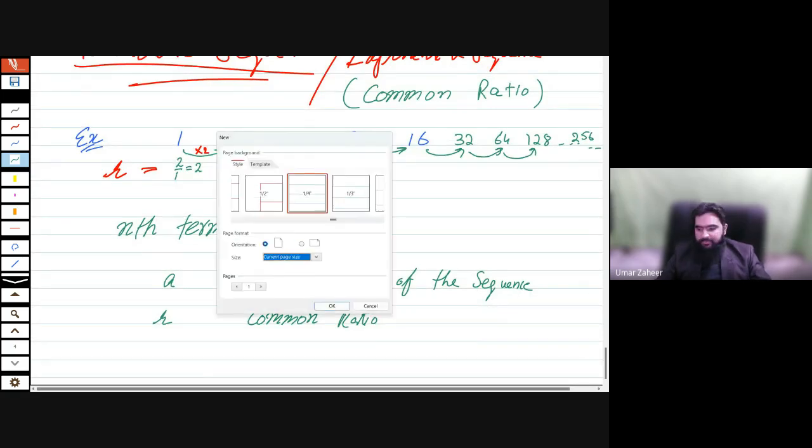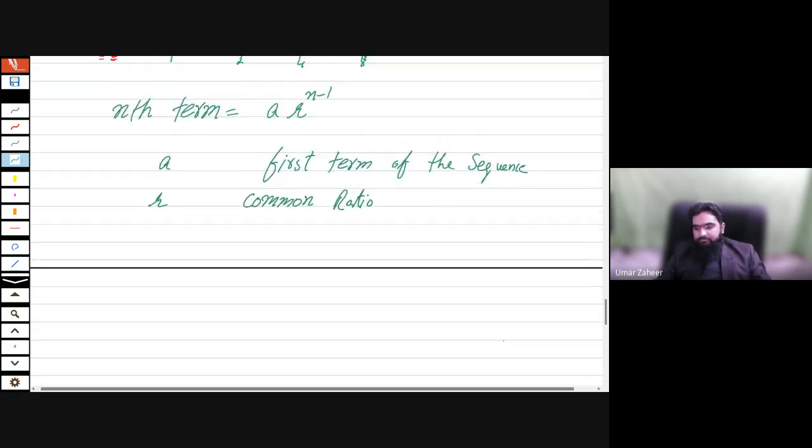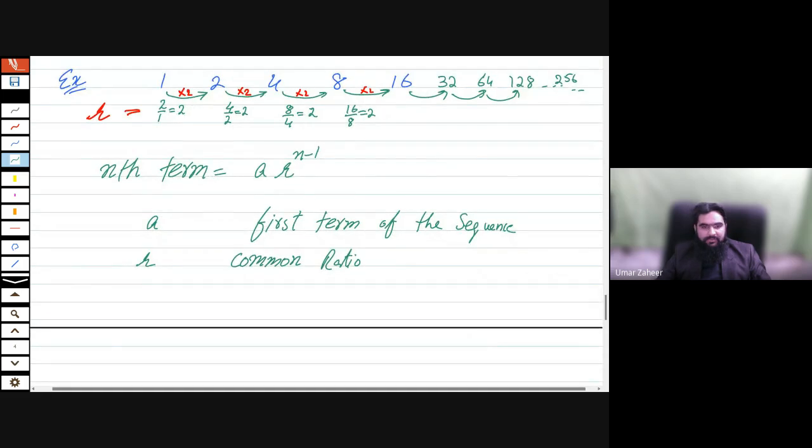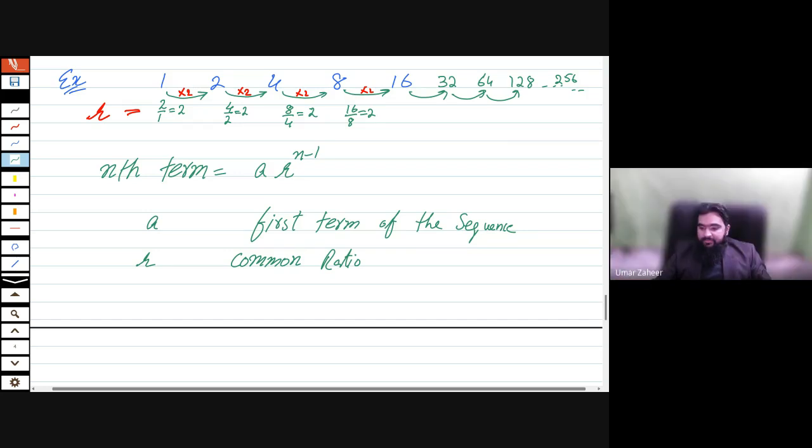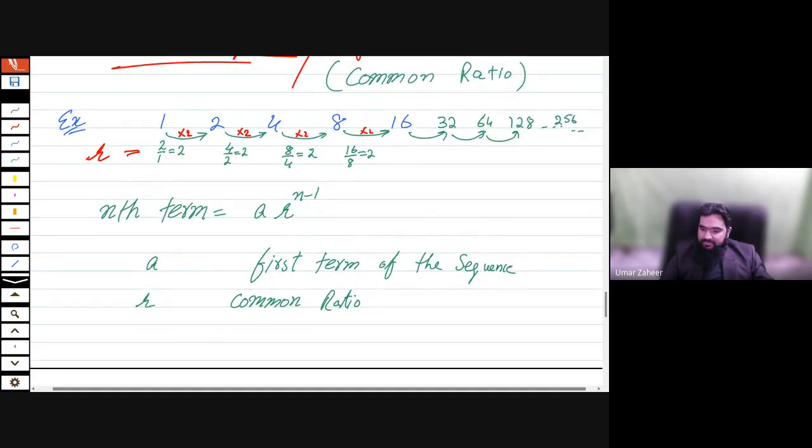Yes, any question up to here? Yes, Mustafa, Wasm, Daniel. Yes, sir. All right, now let's see how to find the nth term of the sequence of the example that we have taken here.